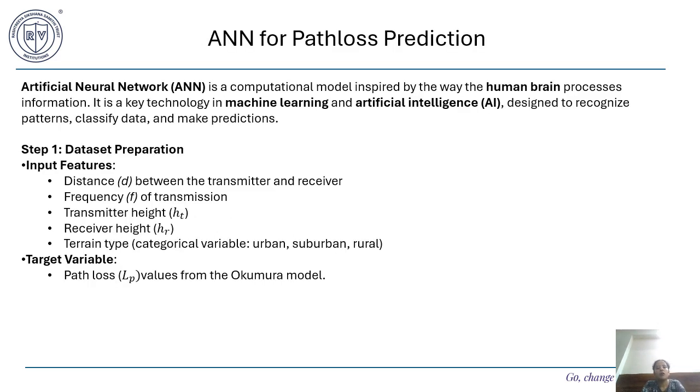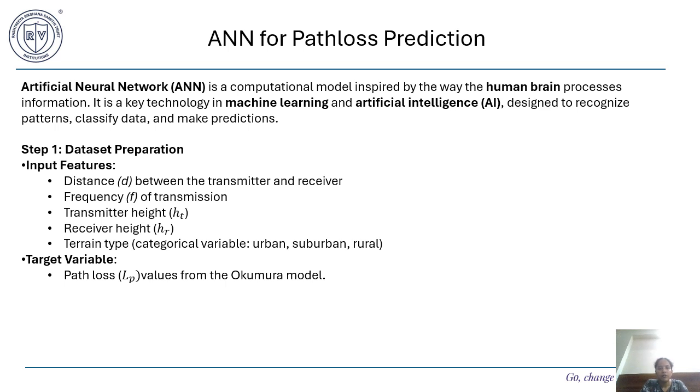ANN, or artificial neural network, is a computational model inspired by the way the human brain processes information. Basically, machine learning can improve path loss prediction by learning from data sets instead of relying solely on empirical formulas. ANN-based models adjust based on observed patterns in the real-world data. They are designed to recognize patterns, classify data, and make predictions.